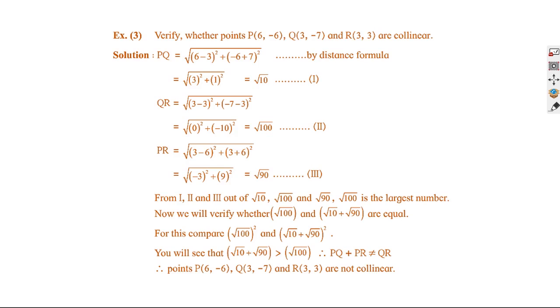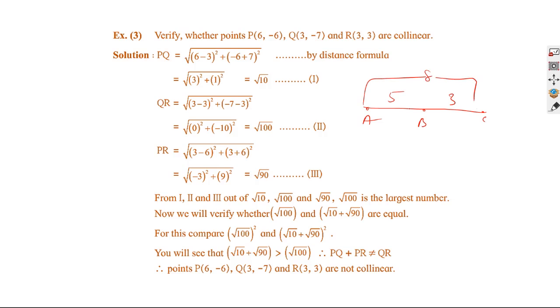This is another example where again the same topic, whether the points are collinear or not. As I told you, if they are collinear, as I had shown you before, consider a line with three collinear points A, B and C, and if this is 5 and this is 3, this must be 8.